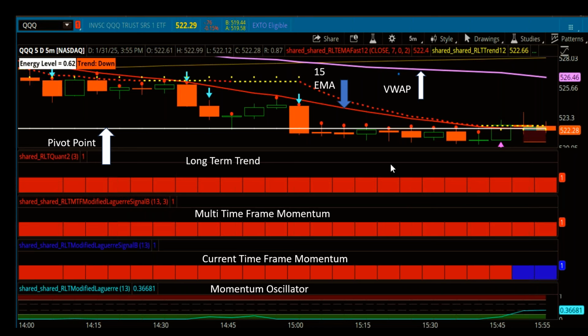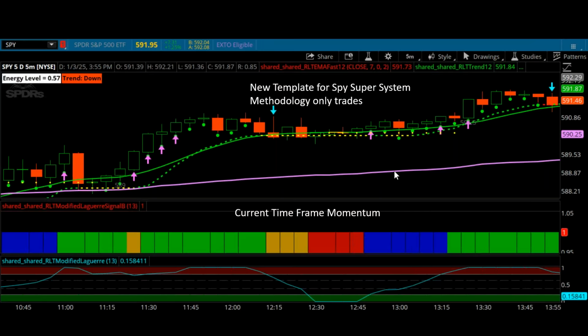All right, so there's the SPY Super System right here that I just went over earlier, with the current time frame momentum, multi-time frame momentum, and the trend. I'm going to show you some trades here.